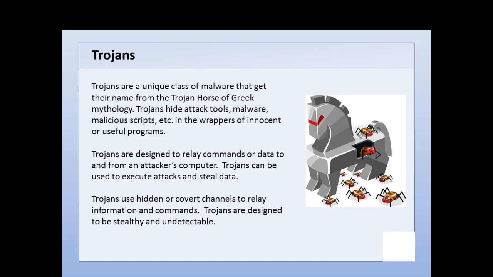Now, Trojans are basically designed to relay commands or data to and from an attacker, from their PC or network, if you will. They can also be used to execute any attacks on other machines and on the victim machine that it resides on, as well as steal data. Now, Trojans use hidden or what's called covert channels to get information and commands. So you may not see this very easily. You may be seeing traffic over a port that should be open, like port 80, for example, or port 135, but it's actually Trojan traffic. So it's very hard to detect sometimes. Trojans are basically designed to be very stealthy and almost undetectable.